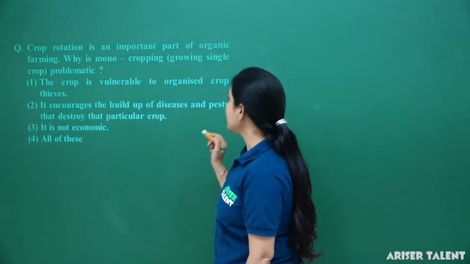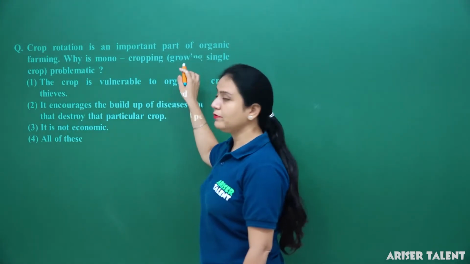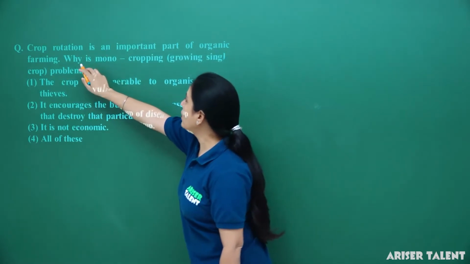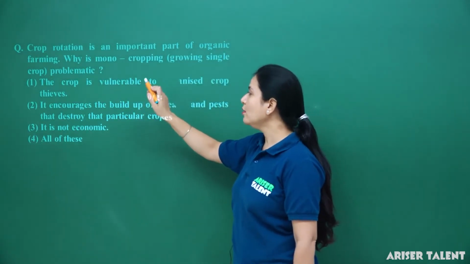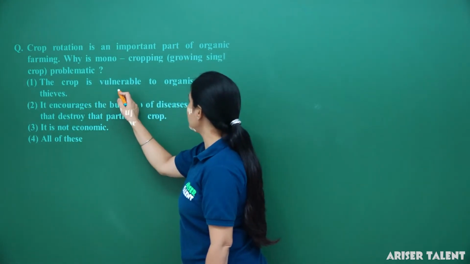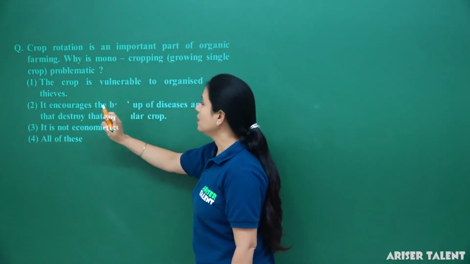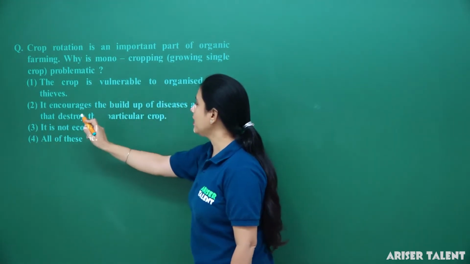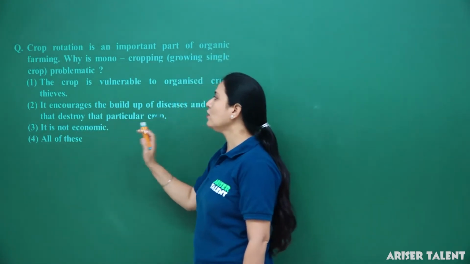Crop rotation is an important part of organic farming. Organic farming means farming which does not use chemicals. Why is monocropping, which means growing a single crop, problematic? The crop is vulnerable to organized crop thieves. It encourages the buildup of diseases and pests that destroy that particular crop. It is not economic. Or all of these.